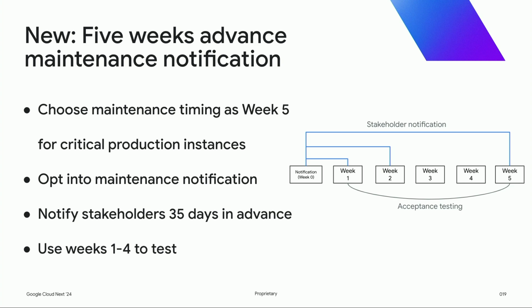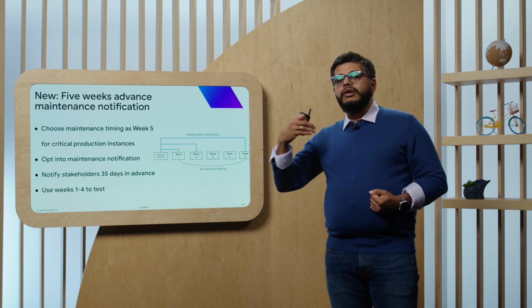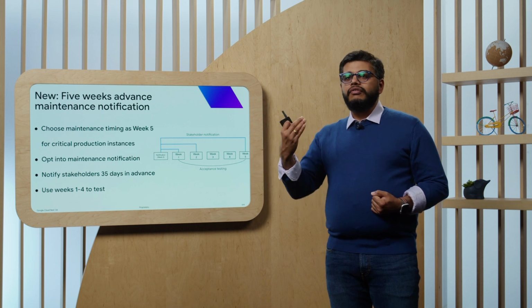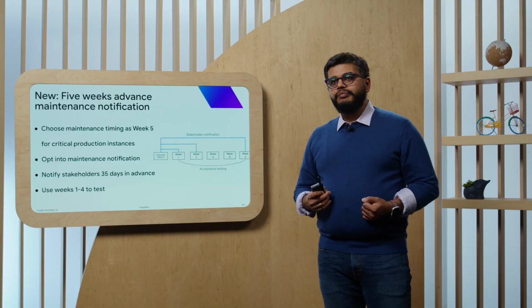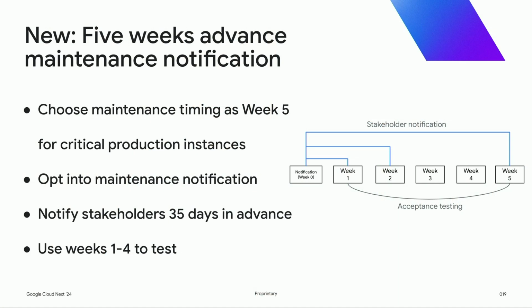To do that, Cloud SQL already offers you the ability to accept maintenance 1 or 2 weeks from the time the notification goes out. But now, I'm very happy to announce that we have introduced 5 weeks of advanced maintenance notification. You can set this maintenance timing as week 5 for your critical applications, for your critical databases.